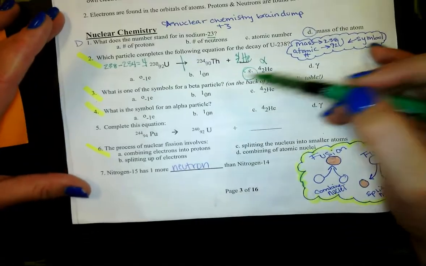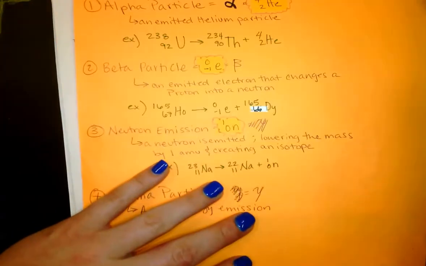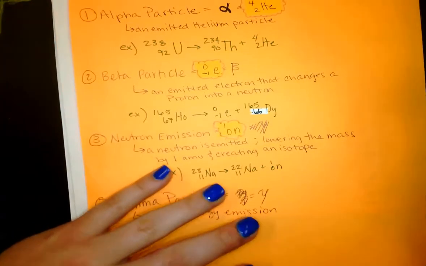Okay. What is one of the symbols for a beta particle? Well, you can look on here, or you can look at the back of your periodic table. That should have it as well.